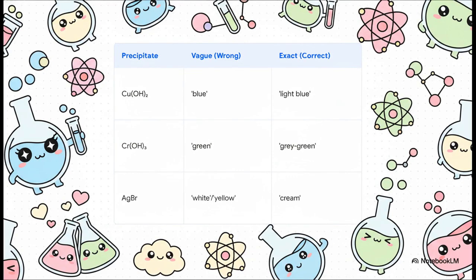And just look at this. The examiners have a checklist, and blue is not on it. Light blue precipitate is. They don't want green. They want gray-green precipitate. And for silver bromide, that killer description is cream precipitate. It's not white, it's not yellow, it's cream. Learning these exact phrases is just free marks waiting for you to collect them.